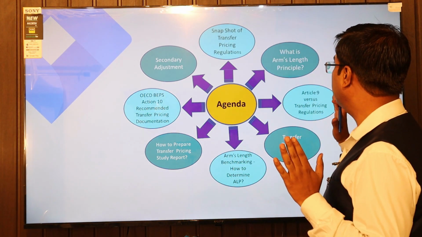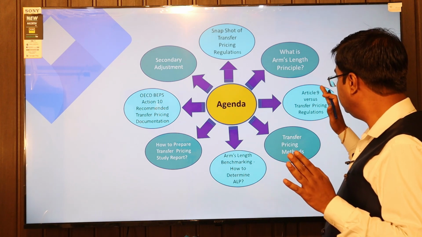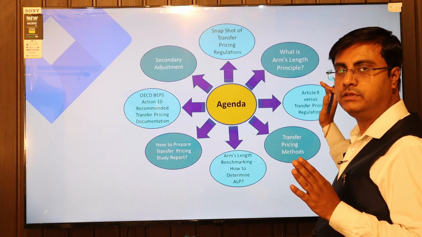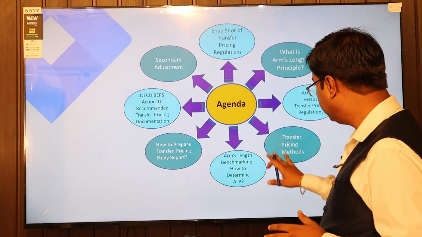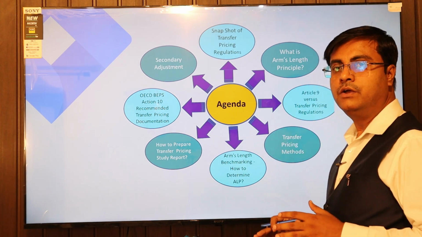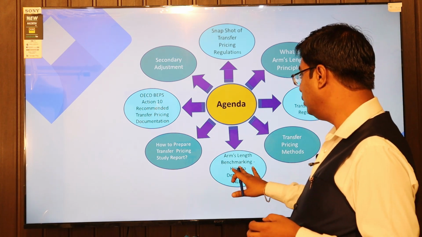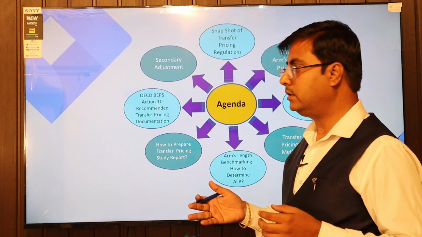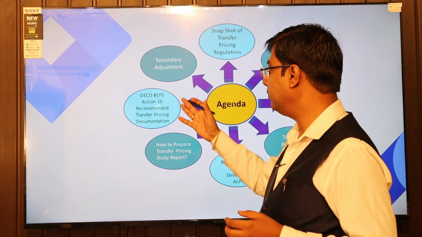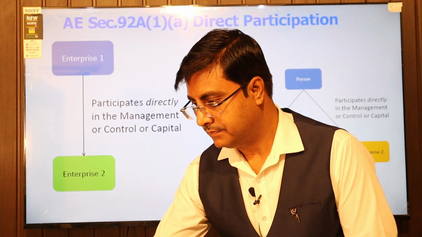What is the TP regulation? What is the arm's length principle? Under Article 9 we have to see for the international TP study. What transfer pricing methods are there? What should be the most appropriate method? How do you do benchmarking? How do you prepare the TP study report? OECD BEPS Action Plan 10. Some adjustments in respect of TP we will discuss later.